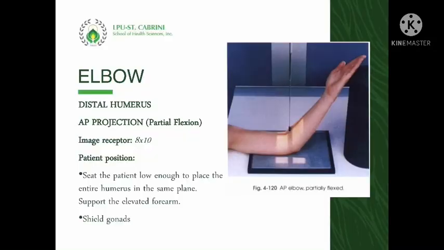When the elbow joint cannot be fully extended, two AP projections can be performed in partial flexion. First is to include the distal humerus. For this projection, the patient is seated sideways at the end of the radiographic table, low enough to place the entire humerus on the same plane. The elevated forearm should be supported.